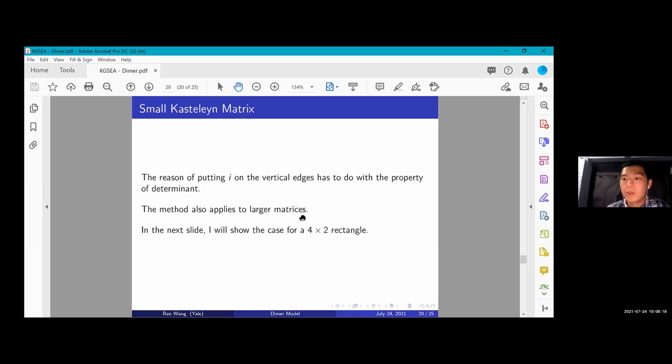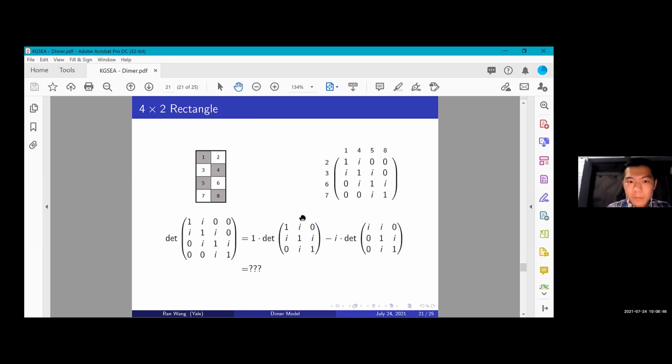You'll probably spend a semester on it to come to this conclusion, so I'll just leave it there. Just trust me. We'll just put i's on the vertical dominoes, and that's how we deal with it. The method also applies to larger matrices. So I'll show the case for a 4 times 2 rectangle, and you may help me.